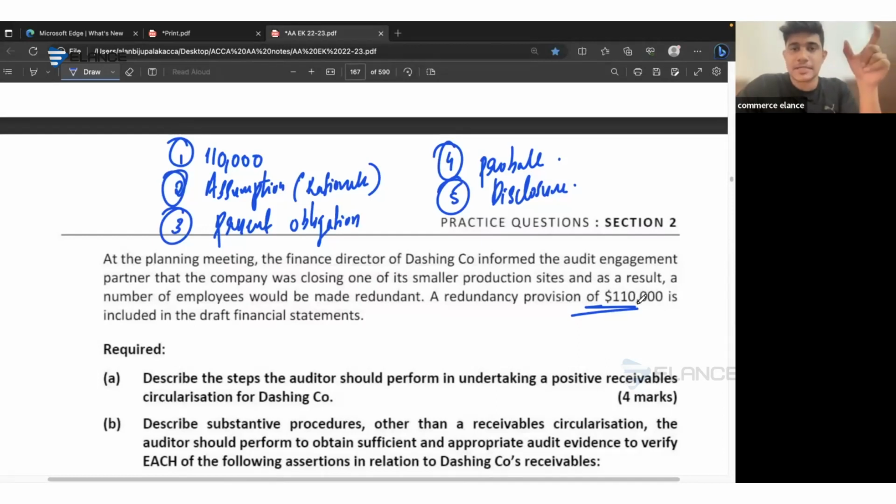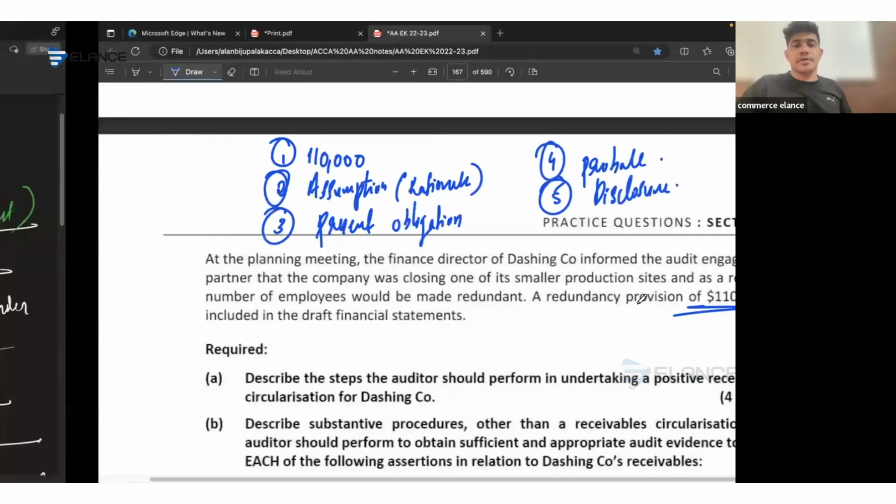Is that a complete answer? No, because you have to write a procedure there. Discuss with the management: you have given the information, the rationale on the basis of which the redundancy provision of 110,000 is determined for Dashing company. And then you need to give the purpose, to confirm whether it is reasonable. So when you write these three points together, it's a complete answer. Is it clear, everyone? Okay.